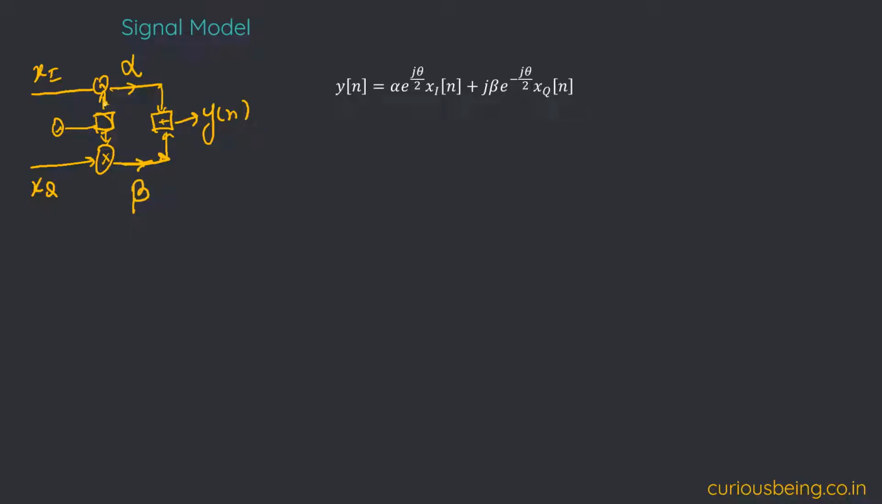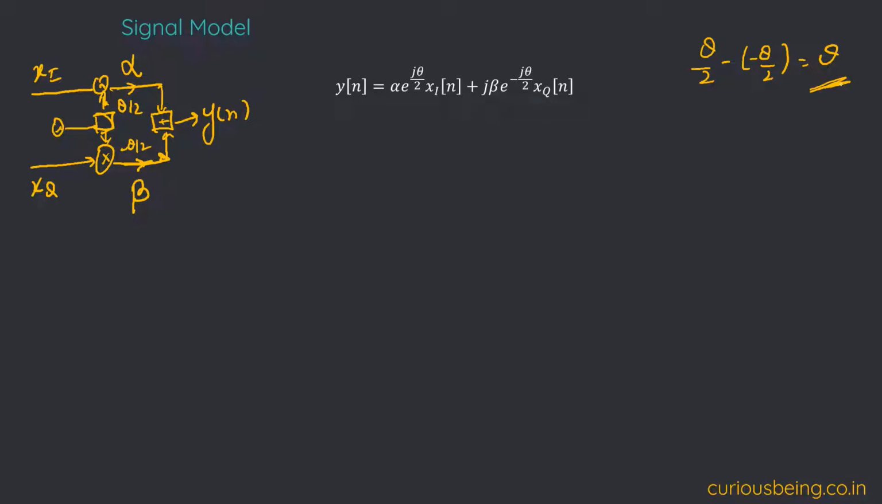shift in the I branch is theta by 2, and in the Q branch it is minus theta by 2. So the total phase shift between I and Q is theta by 2 minus minus theta by 2, which is theta. We can also take 0 and theta, but just to show some symmetry in the analysis, I have taken theta by 2 and minus theta by 2. So the relative phase shift between I and Q is theta.